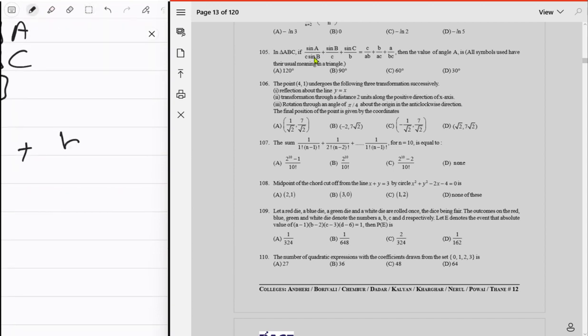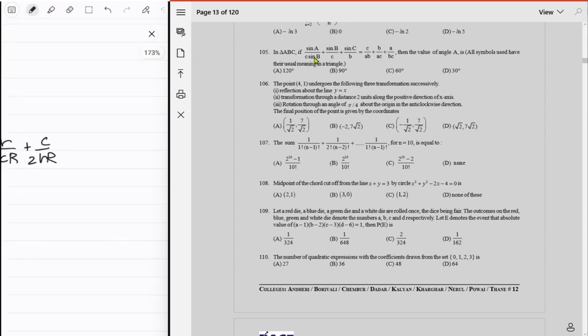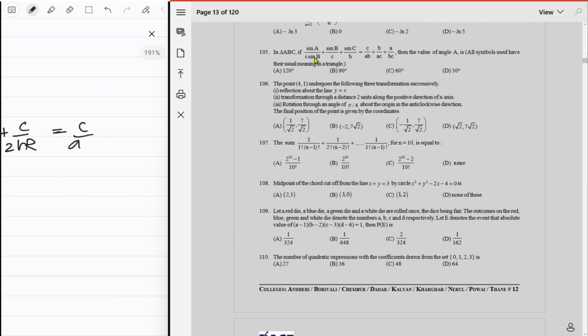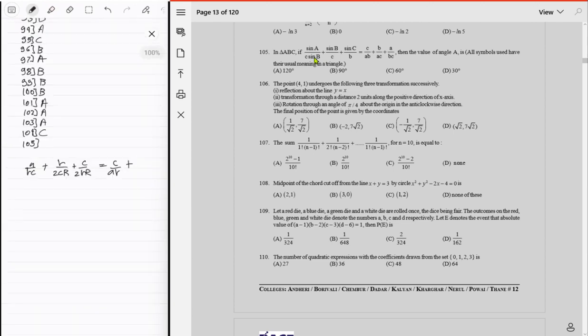Sin is like b upon 2r actually. So b upon 2cr and then this is c upon 2br. Okay, like this. That's equal to this thing c upon ab plus b upon ac. So like b upon c. Then the value of a is... this isn't going right.